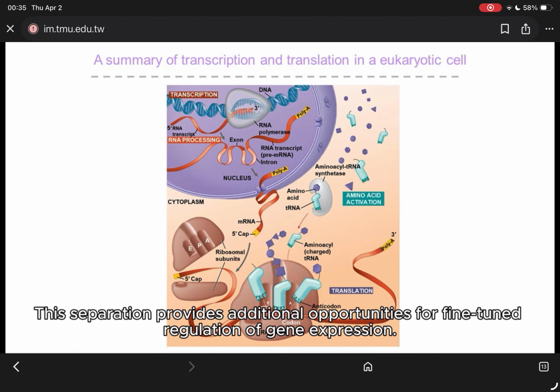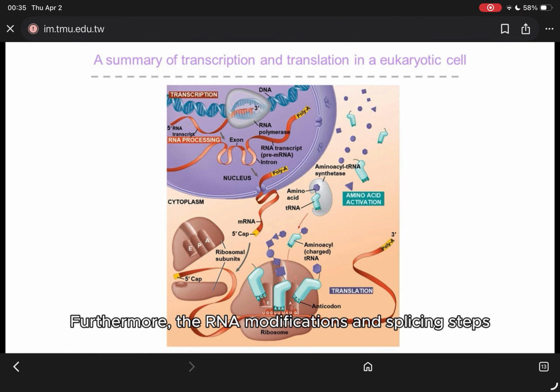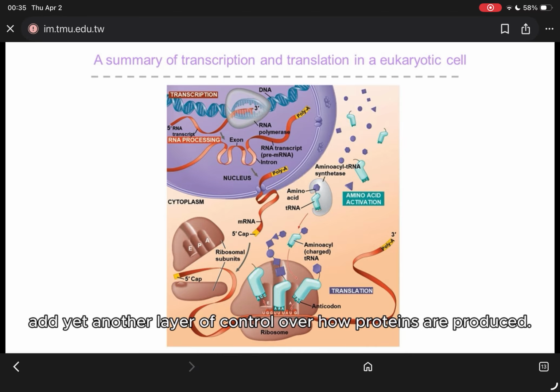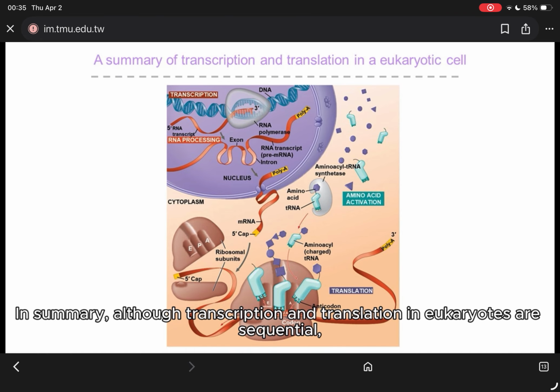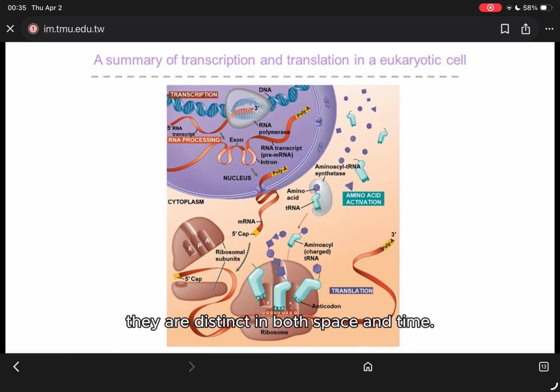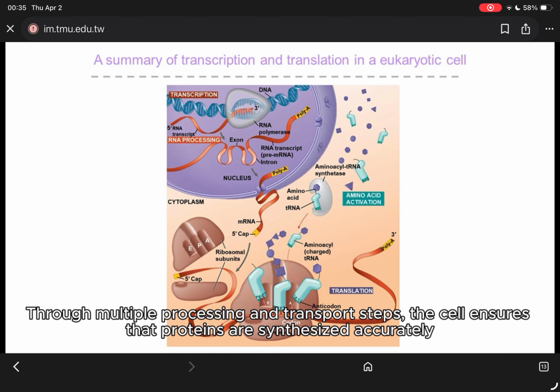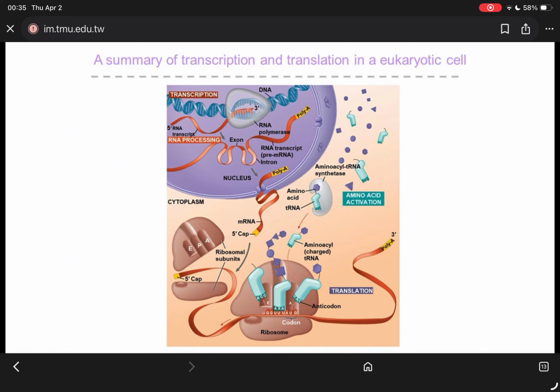This separation provides additional opportunities for fine-tuned regulation of gene expression. Furthermore, the RNA modifications and splicing steps add yet another layer of control over how proteins are produced. In summary, although transcription and translation in eukaryotes are sequential, they are distinct in both space and time. Through multiple processing and transport steps, the cell ensures that proteins are synthesized accurately and at the right moment.